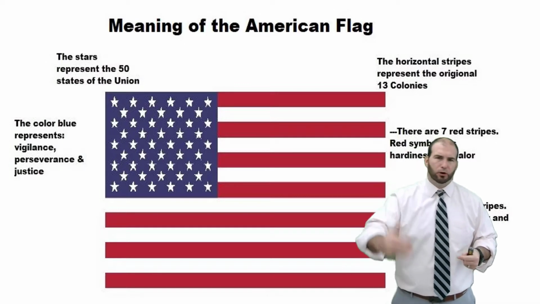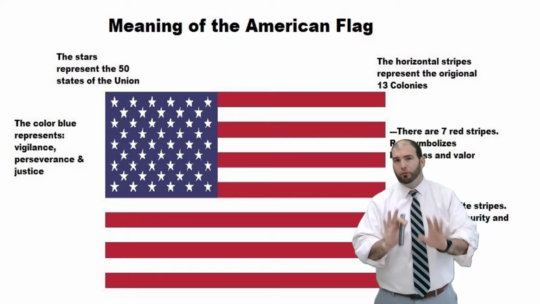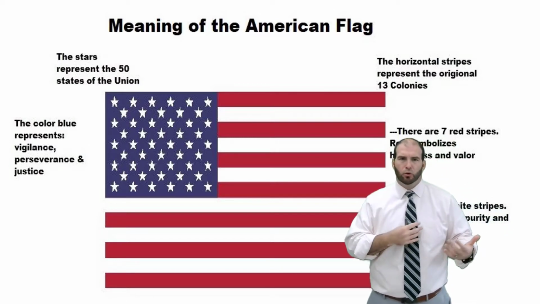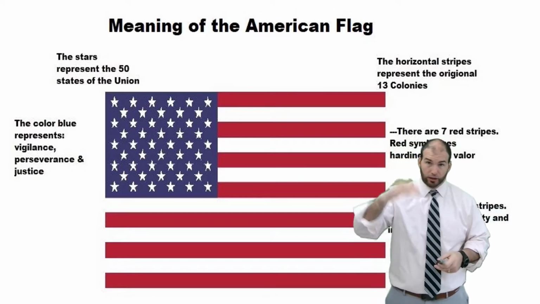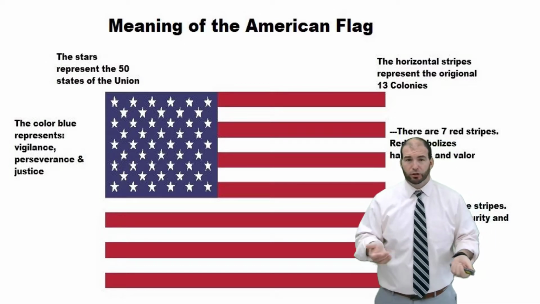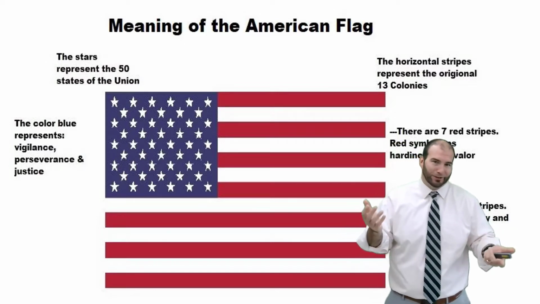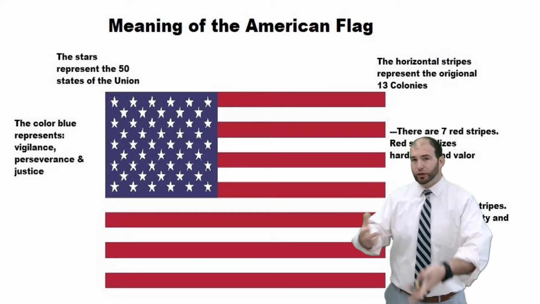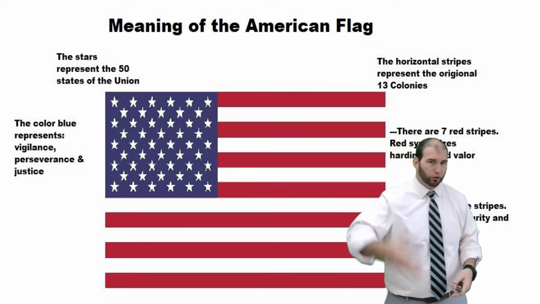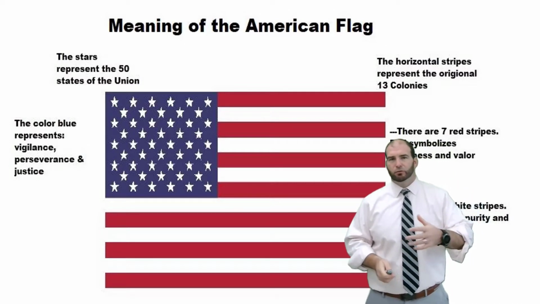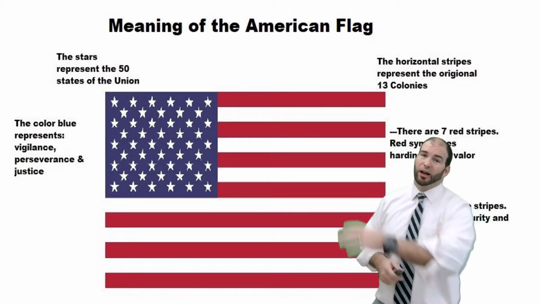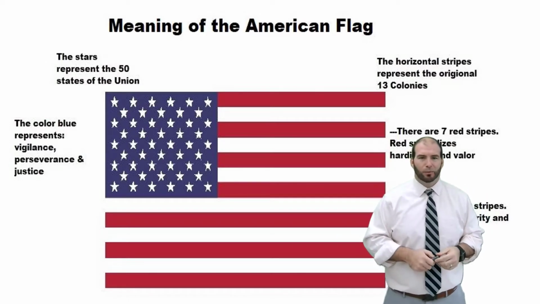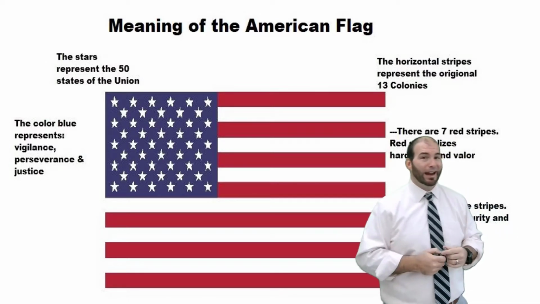And the different parts of the flag, a lot of them have remained the same. So the horizontal stripes on the American flag, there's 13 of them. There are 7 red stripes and 6 white stripes, makes 13. Those 13 stripes represent the original 13 colonies, and that's why there's 13 there. The red stripes represent hardiness and valor. The white stripes represent purity and innocence.